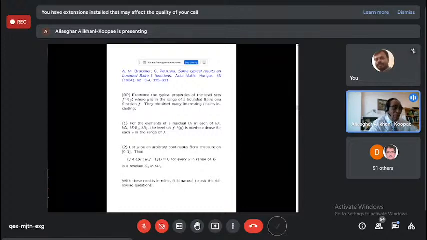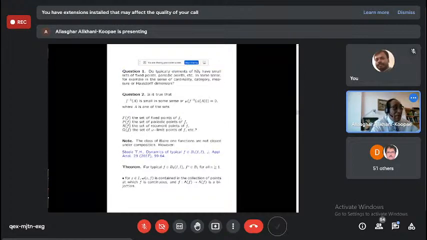This kind of result is interrelated with the periodic points and those things: the set of fixed points, periodic points, recurrent points, all those kinds of things, because those are the ones that have something to do with the range. And that is the beginning of some of this research on bounded Baire one functions.